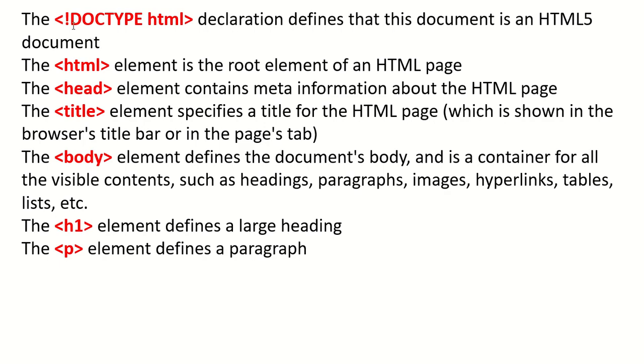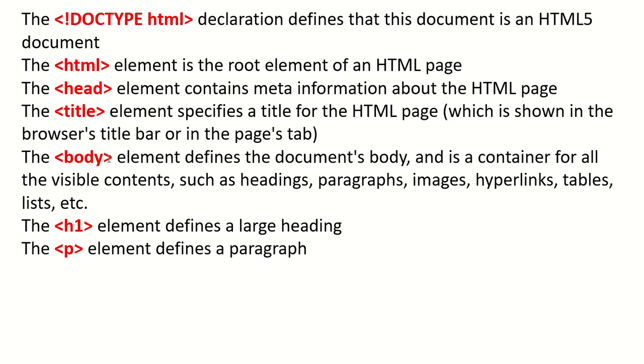First of all, the meaning of the first line, doctype HTML. This declaration defines that this document is an HTML5 document. That is the meaning of the first line. The second one, the HTML element, is the root element of the HTML page. Then the next is the head. The head element contains meta information about the HTML page. Then we have a title, which is also one more element. The title element specifies a title for the HTML page.